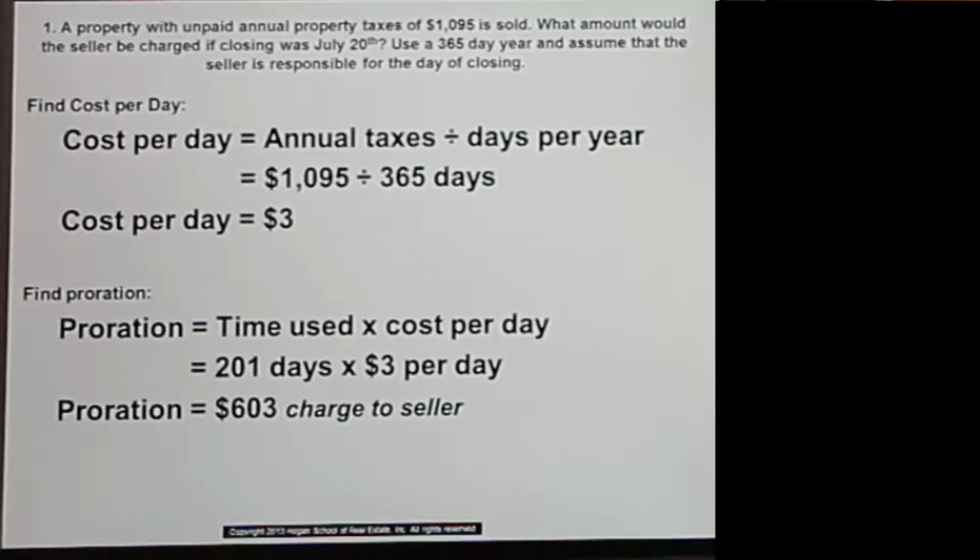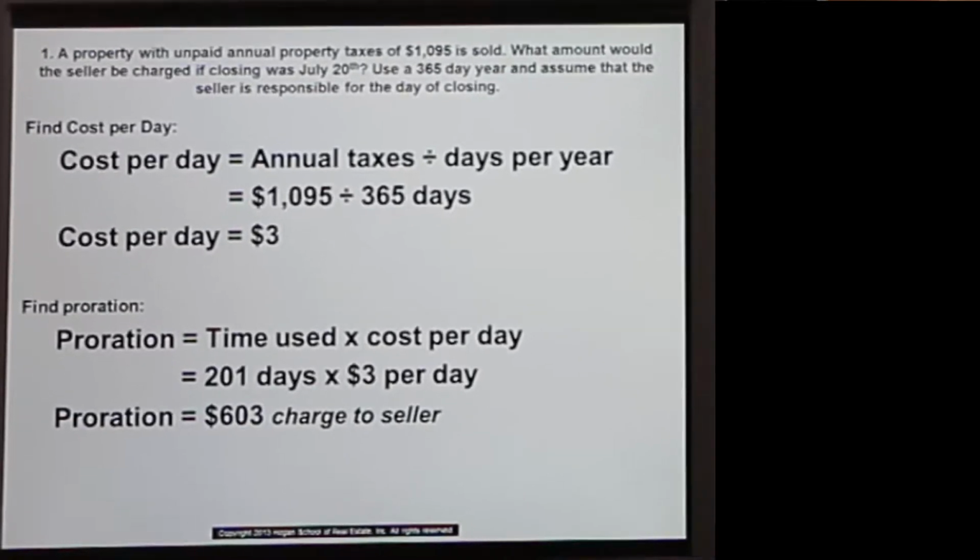So we take the annual tax, which is $1,095, we divide it by 365, and we get exactly $3 per day. So our cost per day is $3, and then the proration for the time used, we multiply that by the cost per day, 201 times $3 per day. Our proration is $603, and we charge the seller. On the closing statement, we would have a charge of $603 to the seller, and we would have a credit to the buyer of the same $603.